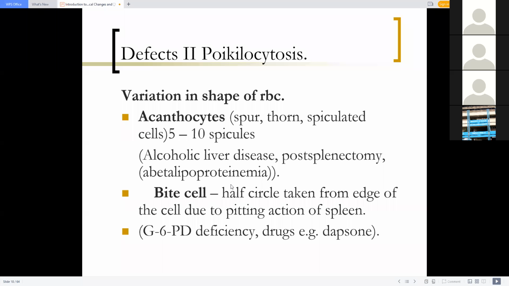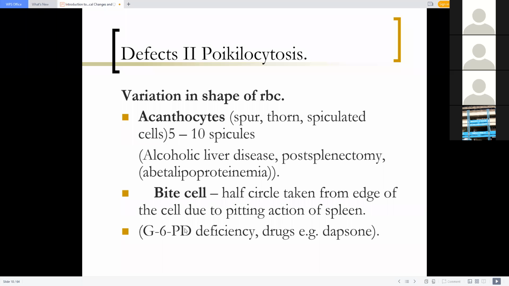They may be seen in a patient who's just had their spleen removed, that is post-splenectomy, or they may be seen in lipid metabolic disorders like abetalipoproteinemia. Usually they occur because there are changes in the cholesterol and non-cholesterol component of the red cell membrane, and the red cell becomes spiculated, and we call that an acanthocyte.